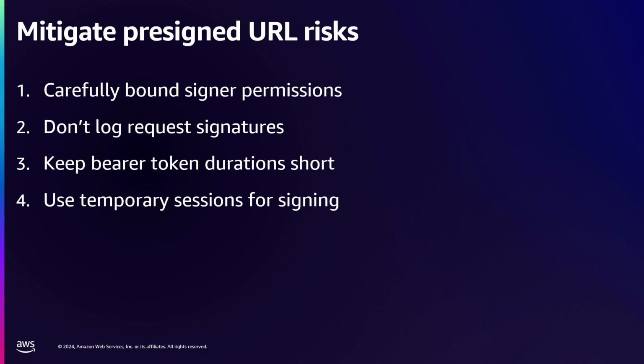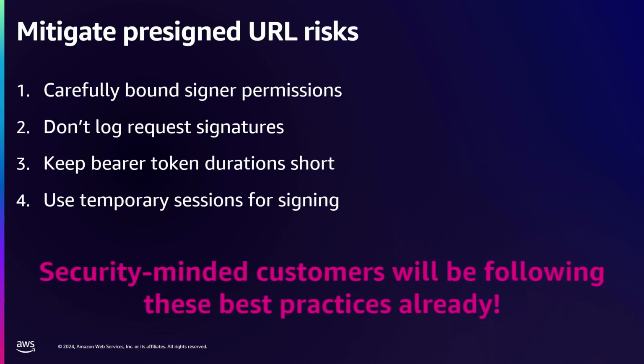It also allows me, with my scope down policy that I use when I assume a role, to scope the access that that pre-signed URL is going to have even more tightly than what the signing role has. So the great thing about this is that these are all best practices already. If you're already doing all these things, then pre-signed URLs aren't scary for you at all. You're already mitigating all of those risks.